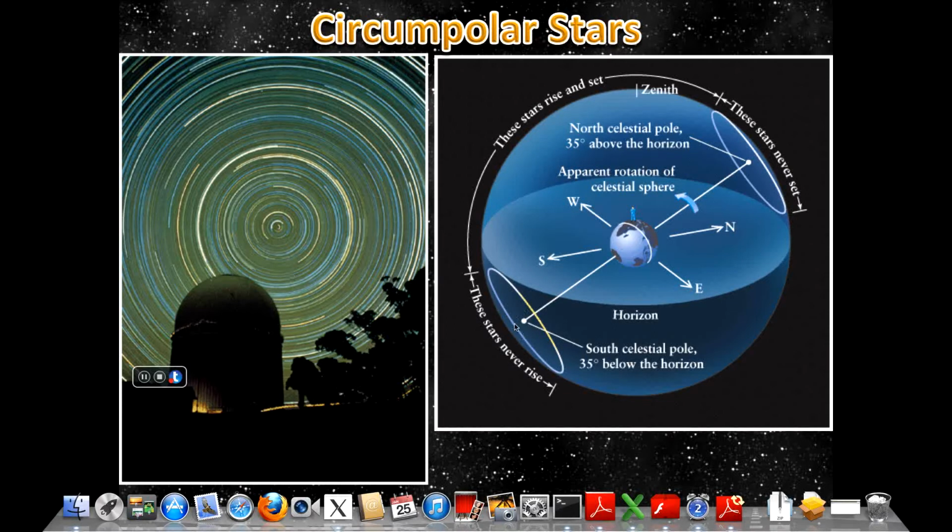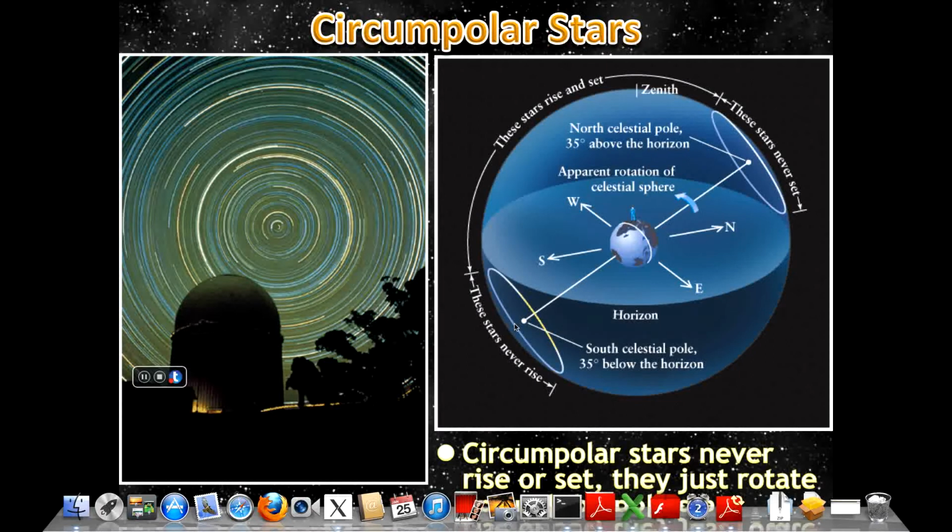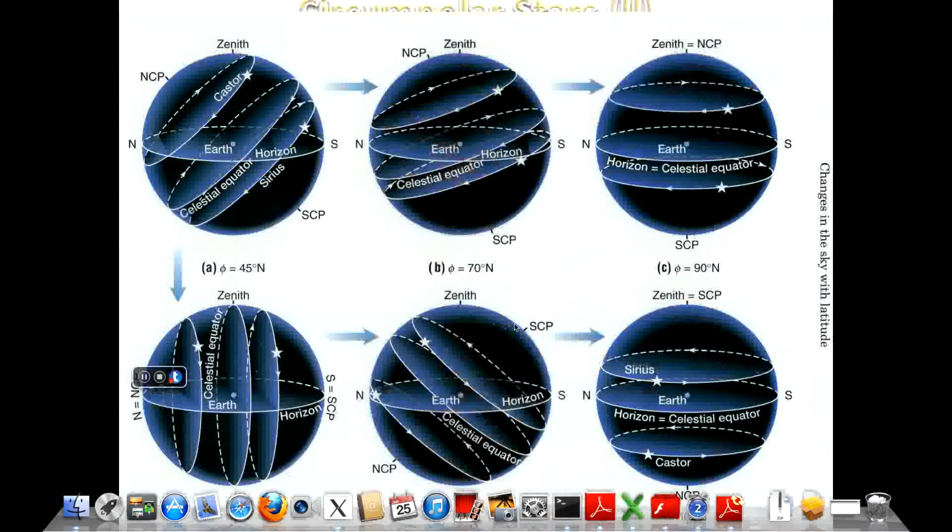Likewise, if you're in the south, you'll have a different set of circumpolar stars. And so they just go around and around. But this depends on your location. So here I've got a demonstration of what happens with location. So here we consider somebody who's standing at 45 degrees north. So here's the Earth, here's the horizon, the equator is here.